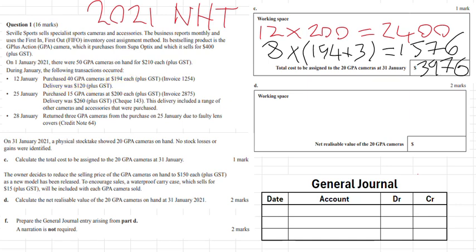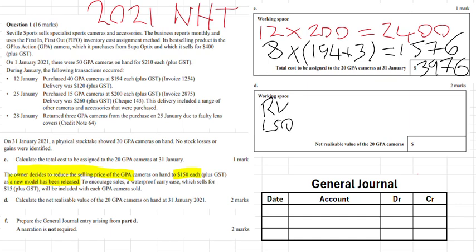Now, we read on. We've got a new model. So these cameras that we bought during January are now obsolete. The owners decided to reduce the selling price to $150. So that $150 is our NRV. So let's just record that here.